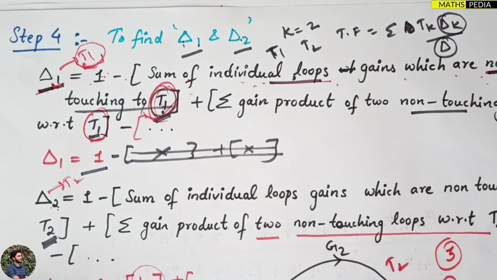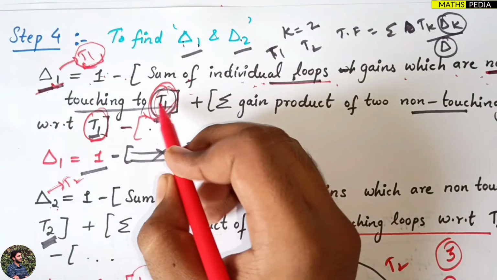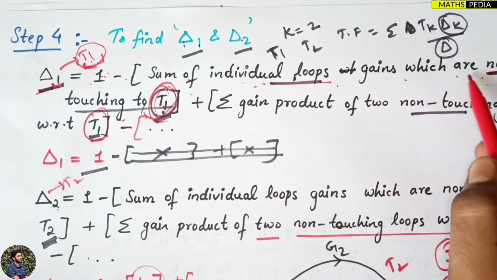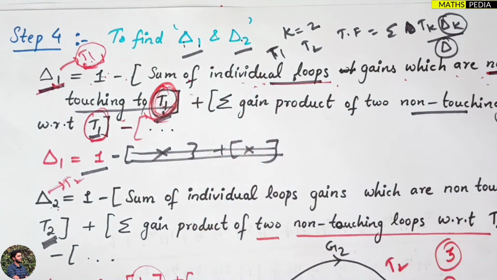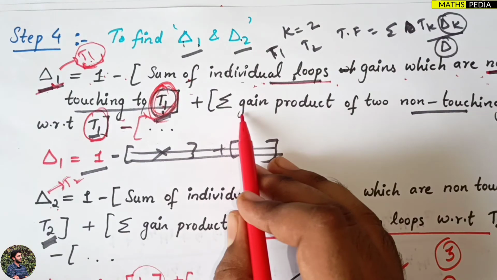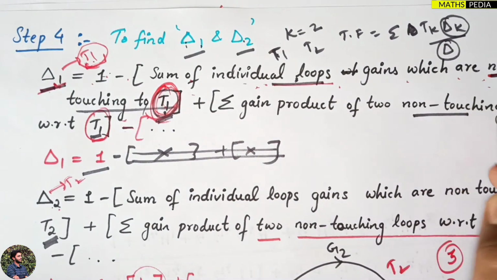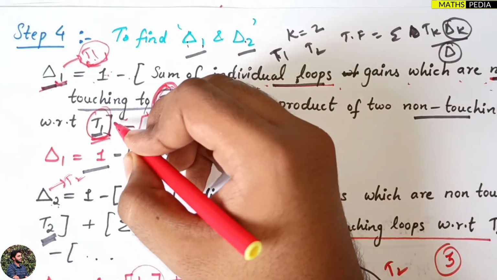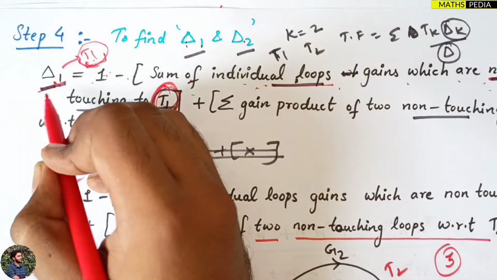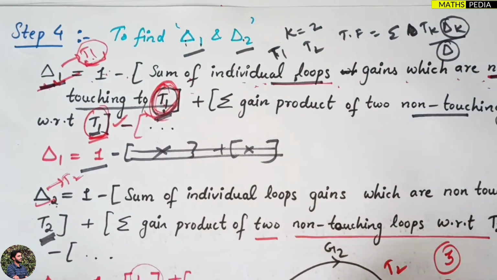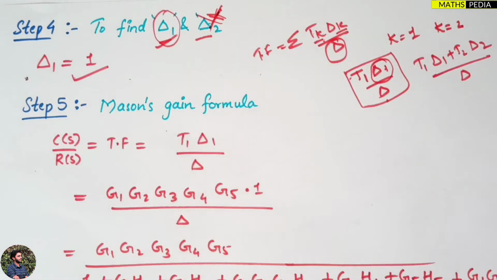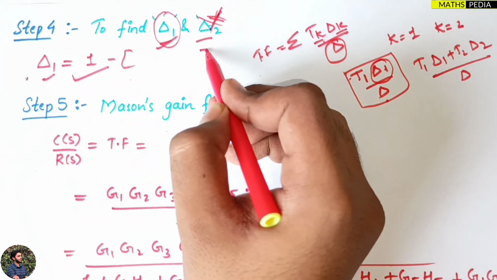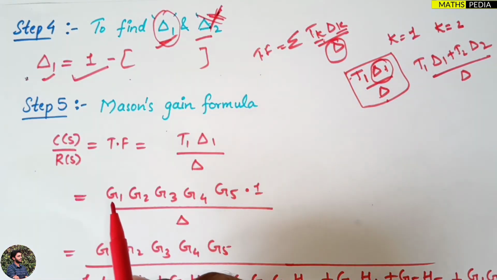So for delta 1 the formula slightly changes, that is nothing but with respect to t1 you have to find out the sum of individual loop gains which are non-touching to t1, plus gain product of two non-touching loops with respect to t1, like that it goes on. So with respect to t1 you have to find out delta 1. Okay, delta 2 no need because we have only one forward path. Now the thing is that delta 1 value is 1 minus sum of whatever loops we have.